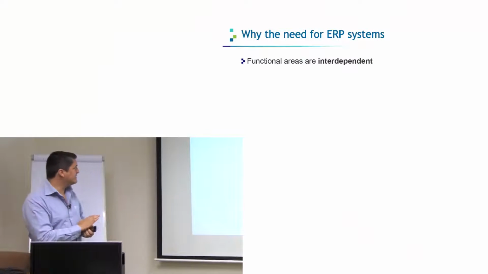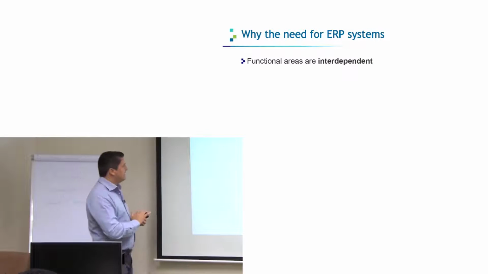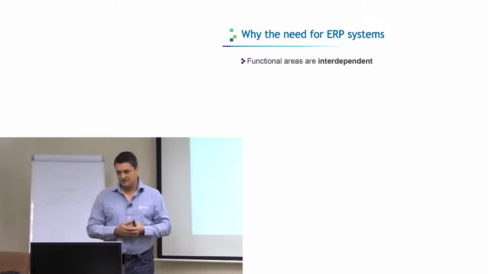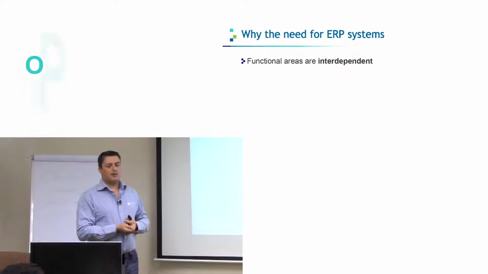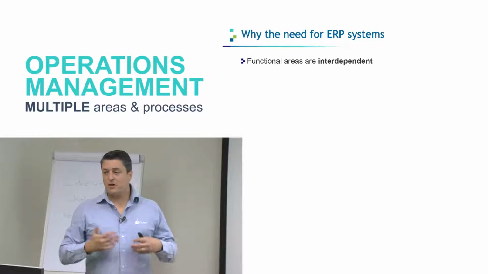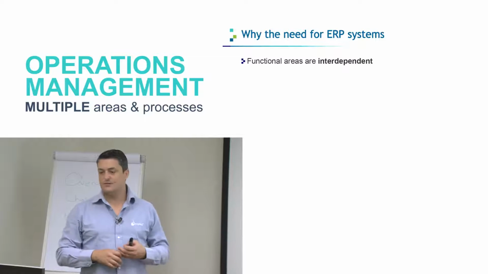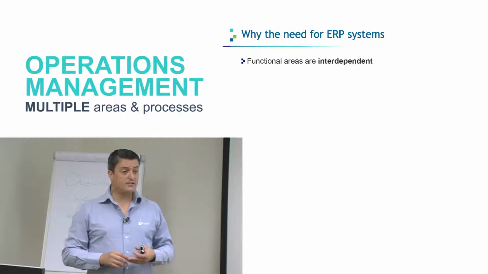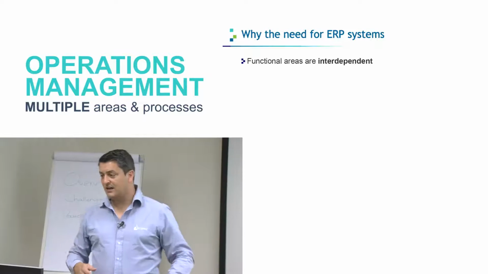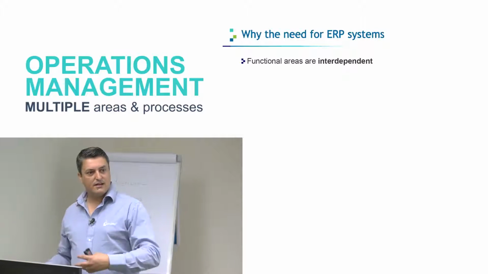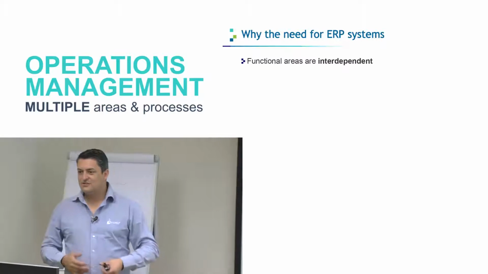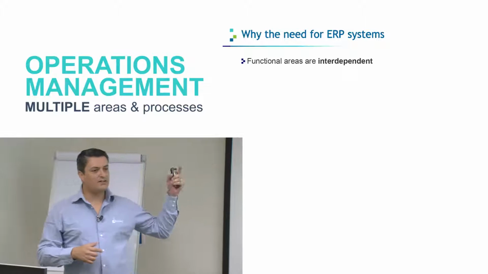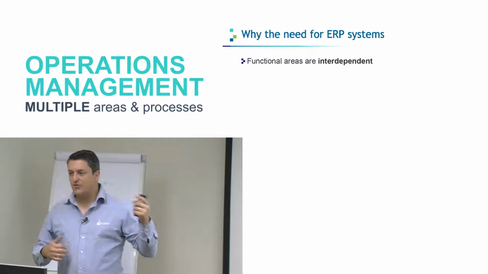In defining ERP systems, we need to firstly understand that functional areas within ERP systems are interdependent. When you're talking about operations management, you are dealing with multiple areas, multiple processes within an organization, which will touch multiple departments. Operations is broad. It's not just limited to supply chain, manufacturing, sales, order processing. It's not just limited to that. And in that broadness, you can see that functional areas are interdependent. They rely on each other.